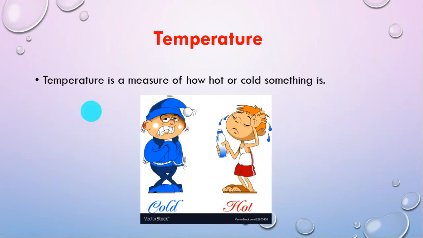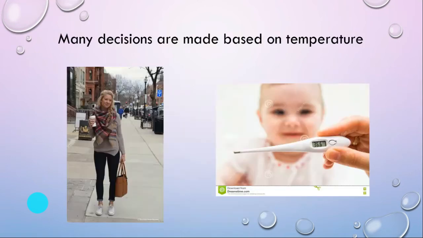The definition of temperature is what? Temperature is a measure of how hot or cold something is. Okay? So it is a measure of how hot or cold something is. This is the meaning of temperature.